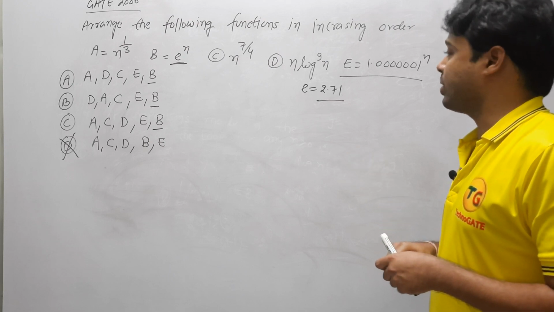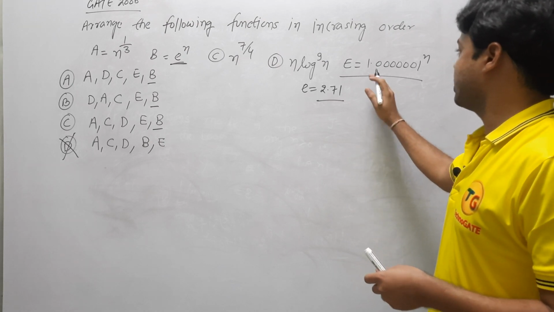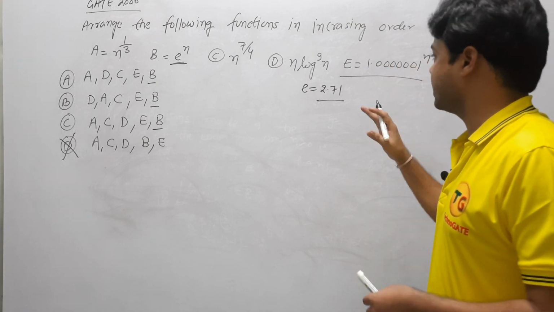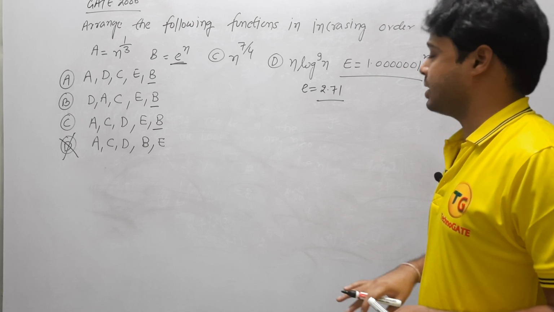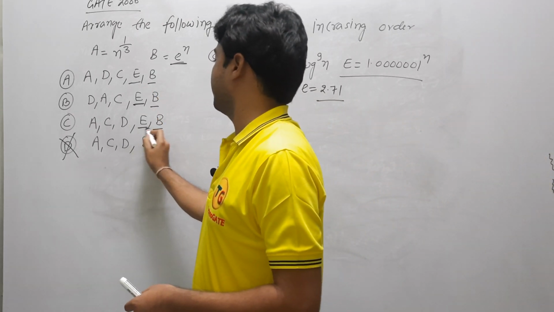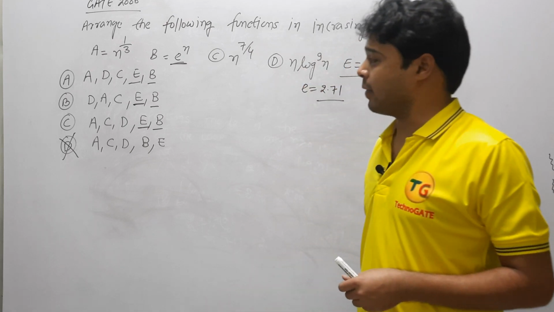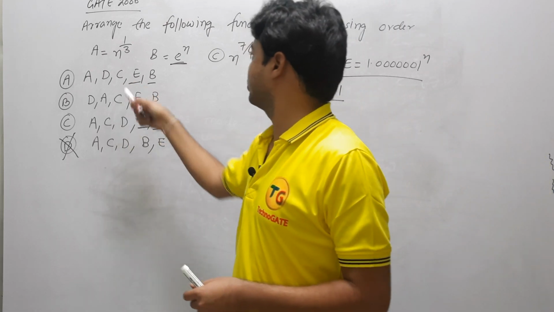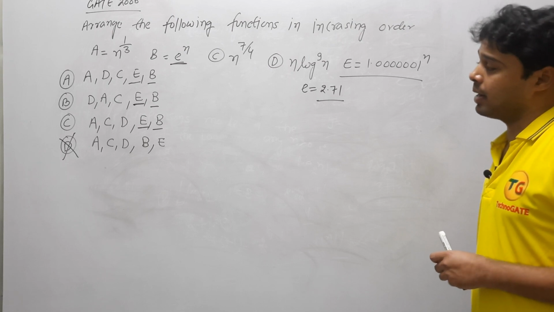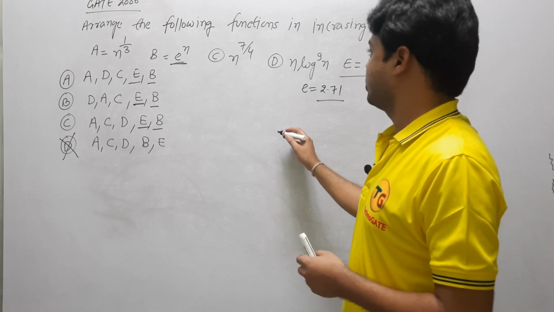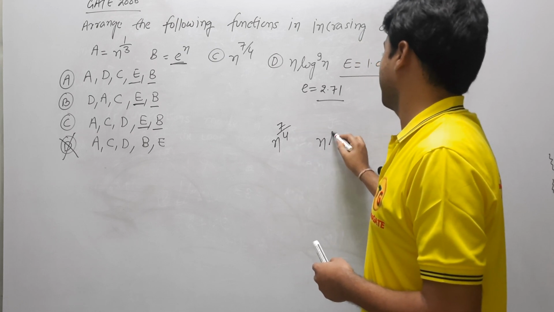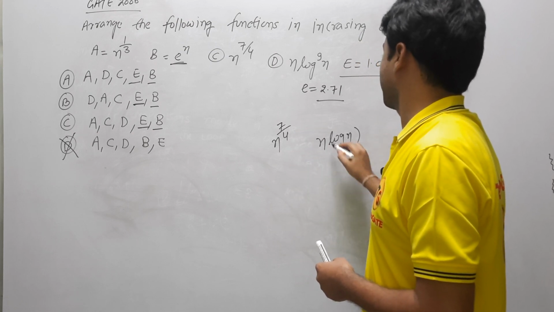Next one is E, because here the base is 1 point something, greater than 1, so definitely it is an exponential function. So here E, then B. Now next one is C and D, which will be compared here. C is n raised to power 7 by 4, and D is n raised to the power n log n.